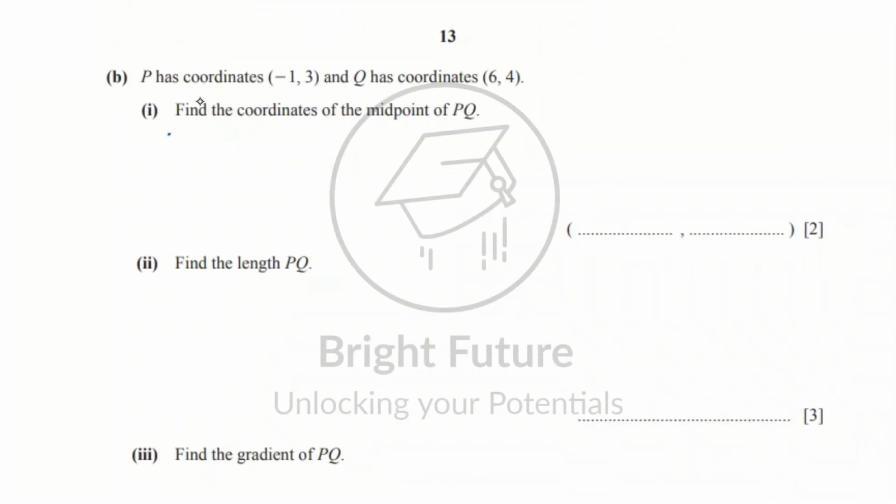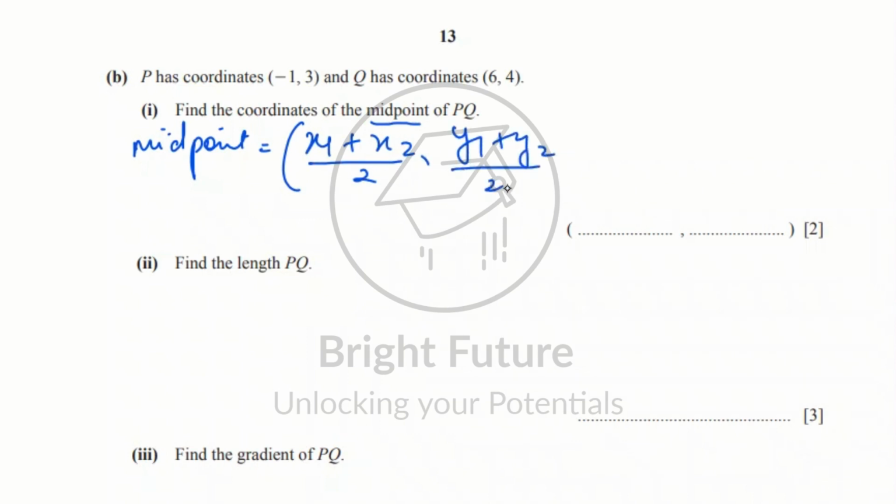Okay, P has coordinates minus 1 and 3, Q has coordinates 6 and 4. Find the coordinates of the midpoint of P and Q. Midpoint formula is x1 plus x2 upon 2, y1 plus y2 upon 2. This is your x1, y1, x2, y2.